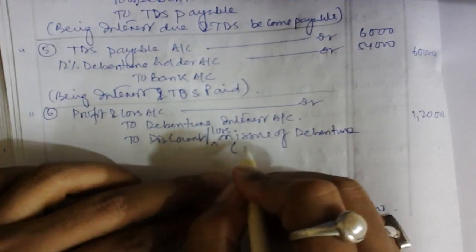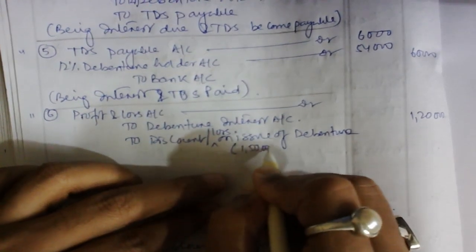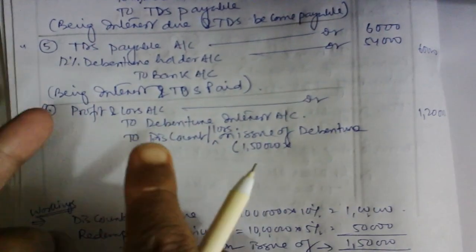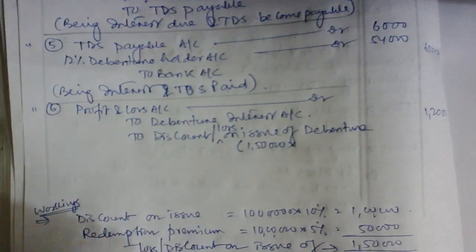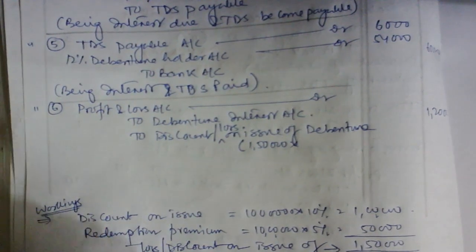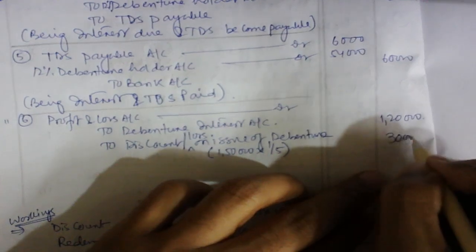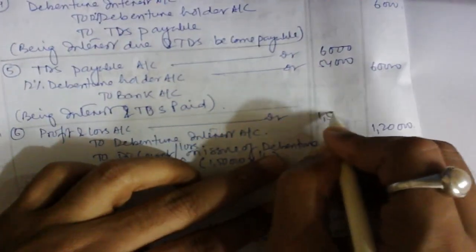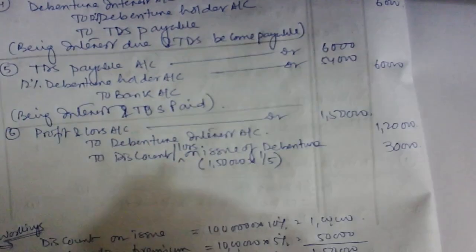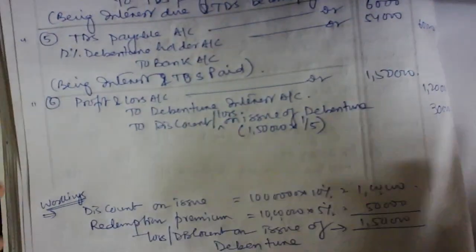So how much is the amount? 1,50,000. So I just discussed that as we have to pay at the end of the 5th year, the amount written off each and every year should be equal. It means 1/5. So it's 30,000. So total amount to be transferred to the profit and loss account including debenture interest is 1,50,000.